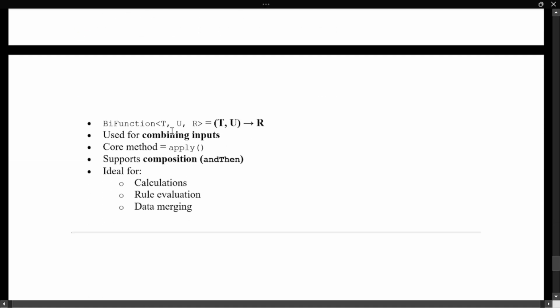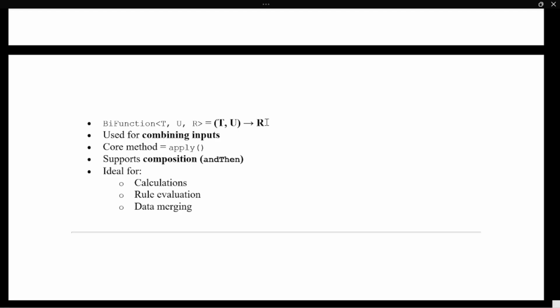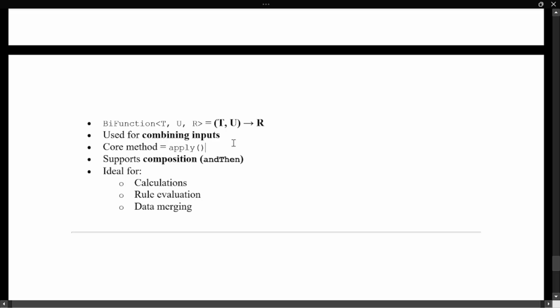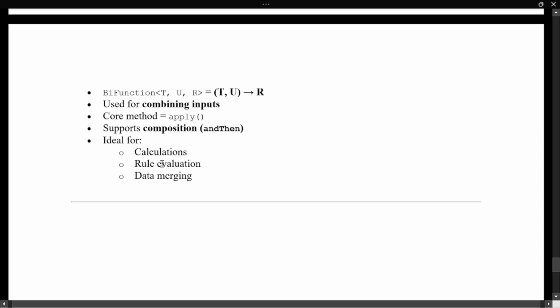BiFunction is taking two inputs and returning one output, like T, U and returns R. So it is used for combining inputs. The core method available inside the BiFunction interface is apply. It also supports composition. The method for composition is andThen. Why is it used? For transforming further. It is ideal for calculations, rule evaluation, and data merging.